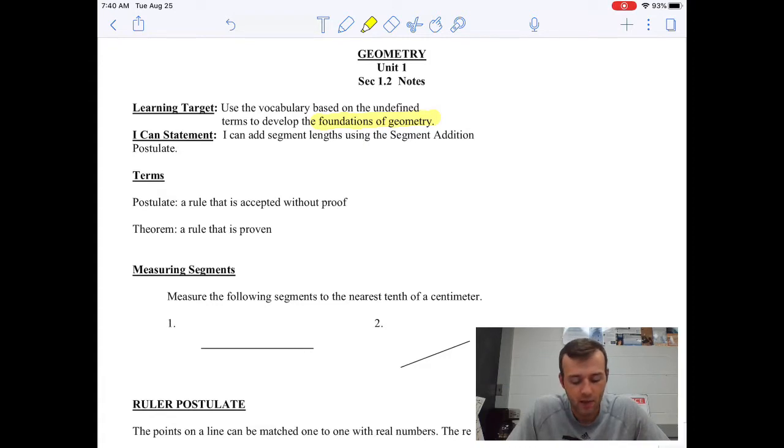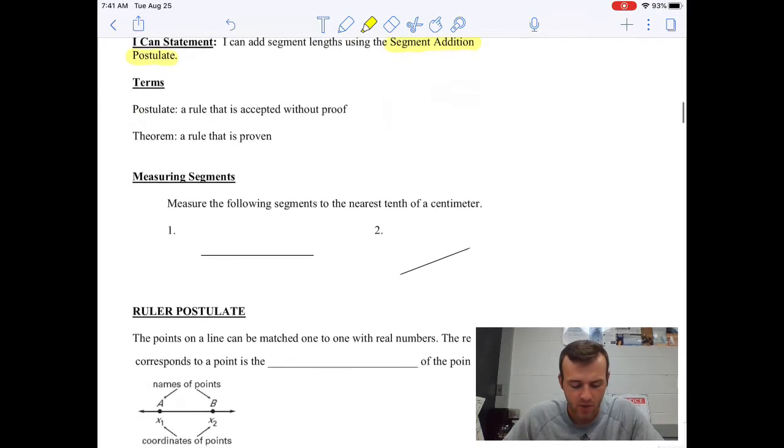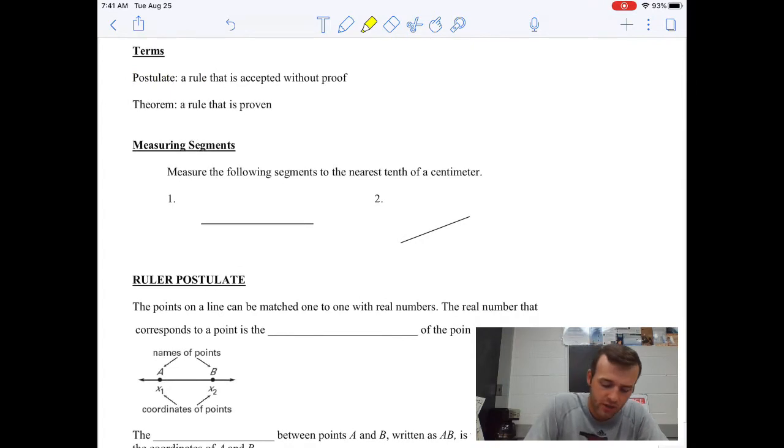The I can statement: by the end of this, I can add segment lengths using the segment addition postulate. And postulate, ooh, that's a scary word, but it's really not scary at all. So we're going to talk about 2 things to start off here: the terms postulate and theorem. These are pretty well related to each other, obviously different, and you're going to see them all year long. And there is a fundamental difference between the two.